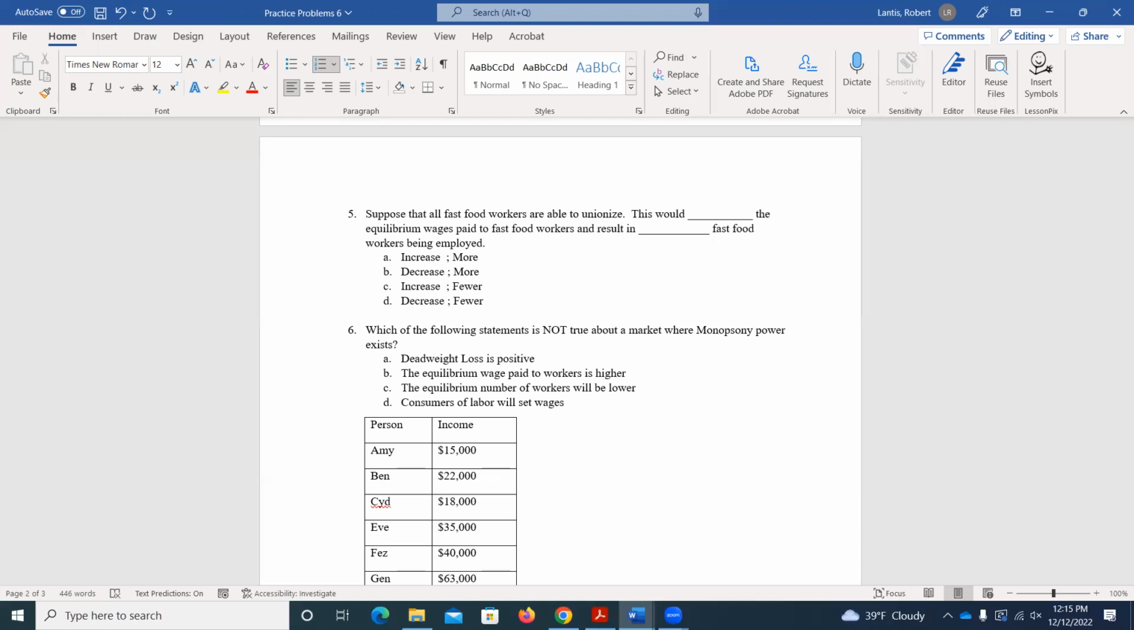Does everybody understand that? So the one I posted did not say deadweight loss is 0. I changed it, realized that before I posted that the answers didn't make sense. So if we hadn't said A being the deadweight loss is positive, we know that one's true. We know that the equilibrium number of workers will be lower, so C is true. Consumers will set wages, right? We have one consumer of labor now, so that's true. The only one that's not will be higher. We compare the wages as well. Any other questions on that one before we keep moving?